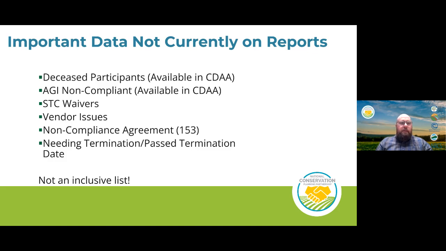Other things, AGI non-compliance is not there, state con waivers are not in there, non-compliance agreements can't be entered in currently, and so they are not reported on. There are some other reports that are useful to get to some of this information and other information that's not in the reports, and that is the quality assurance report, which is a great report for RCPP activities, as well as just using the search and export feature from the search applications and agreements within CDAA itself. All right, so next slide, please.